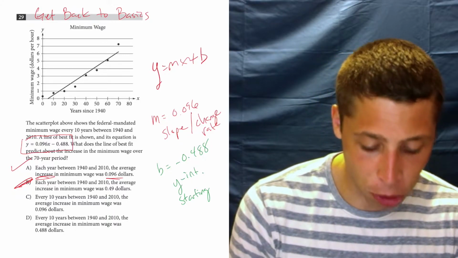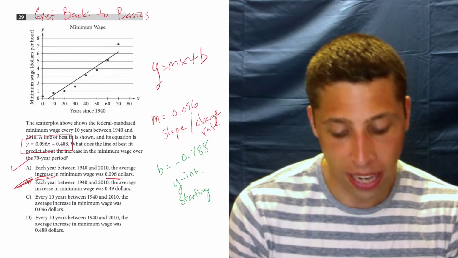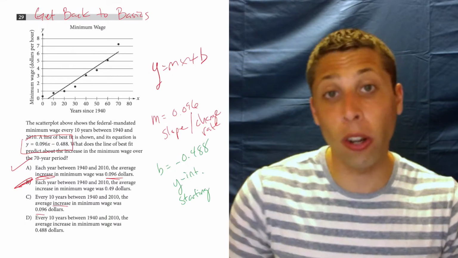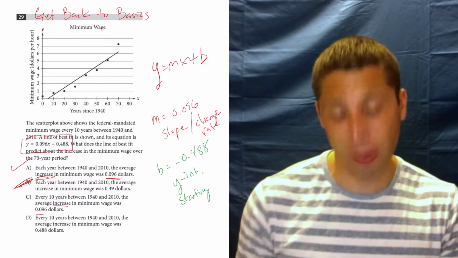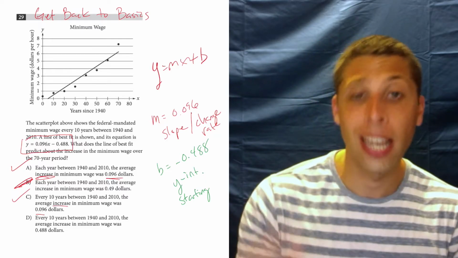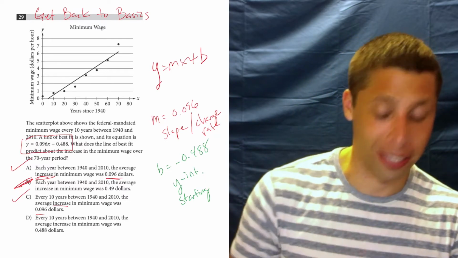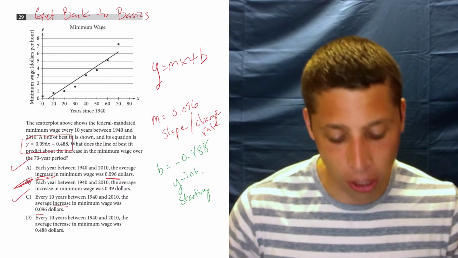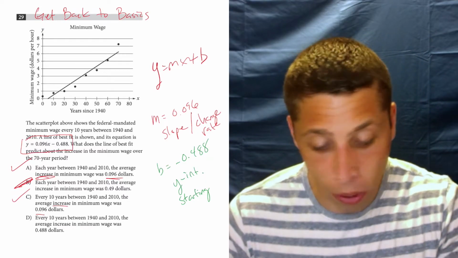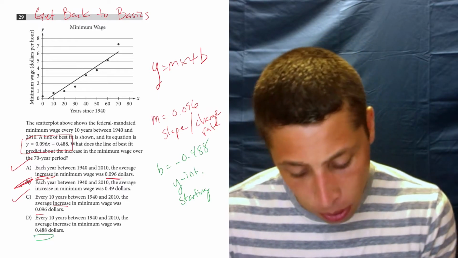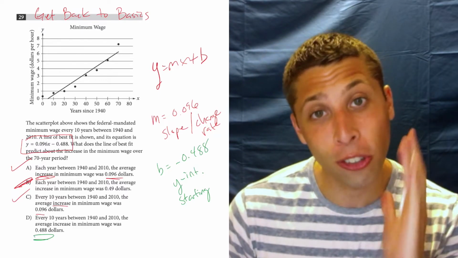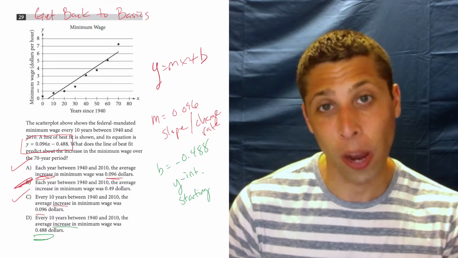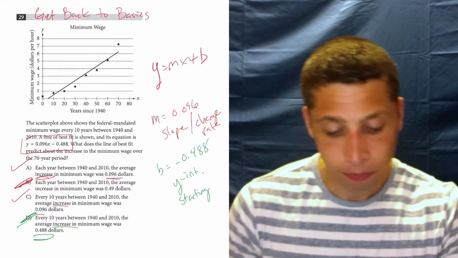C, every 10 years between 1940 and 2010, the average increase in minimum wage was $0.096. Well, that also has a lot of our magic words and matches up the numbers correctly, so that seems to work. Let's look at D, and then we'll compare A and C. Every 10 years between 1940 and 2010, the average increase in minimum wage was $0.488. Well, no, because $0.488 is our starting value, not our increase. It's not a slope, it's a y-intercept, so that doesn't work.